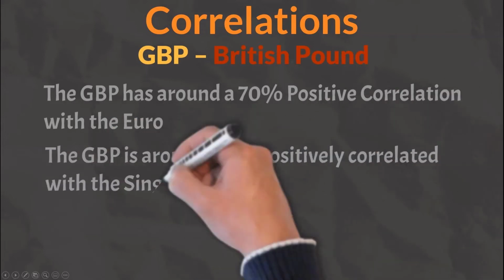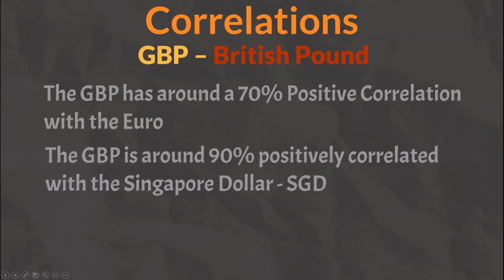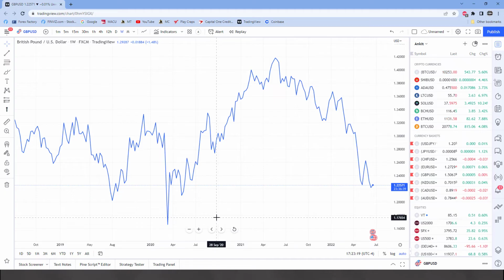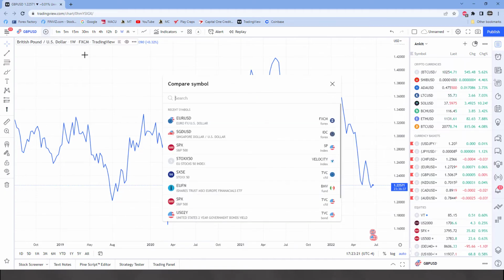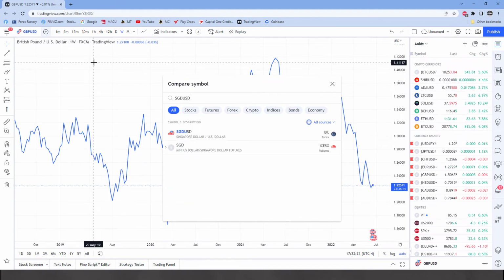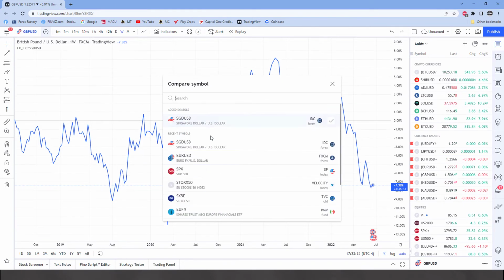The pound is about 90% positively correlated with the Singapore dollar. Now, look, this makes sense. Singapore was part of the UK for a very, very long time and hasn't changed until fairly recent history. So let's take a look at those correlations. So we have the pound here. I'm going to simply add in the Singapore dollar, US dollar cross.